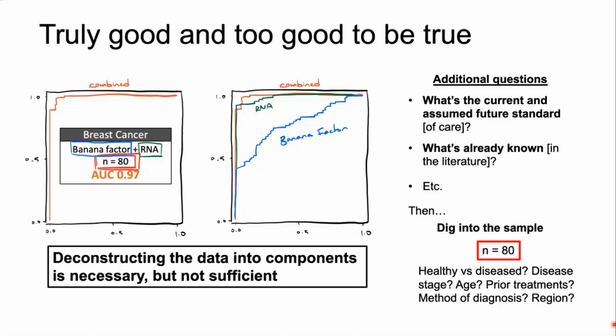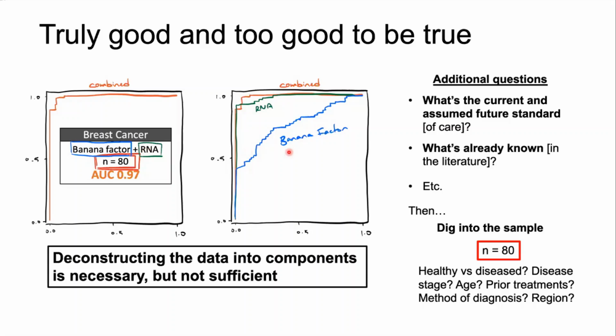And if it was important, then deconstructing the data can actually lead you to ask other questions as well. Like, when I looked at this data, I thought, why the hell is this RNA curve so good? Is that true? What does the literature say? And what does the actual sample look like? This N of 80 that the company mentioned.